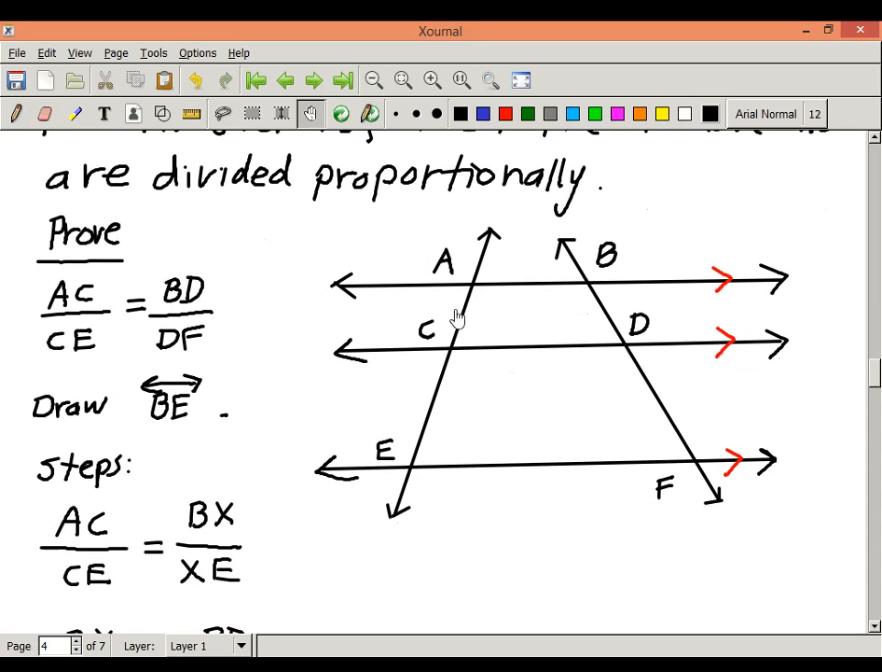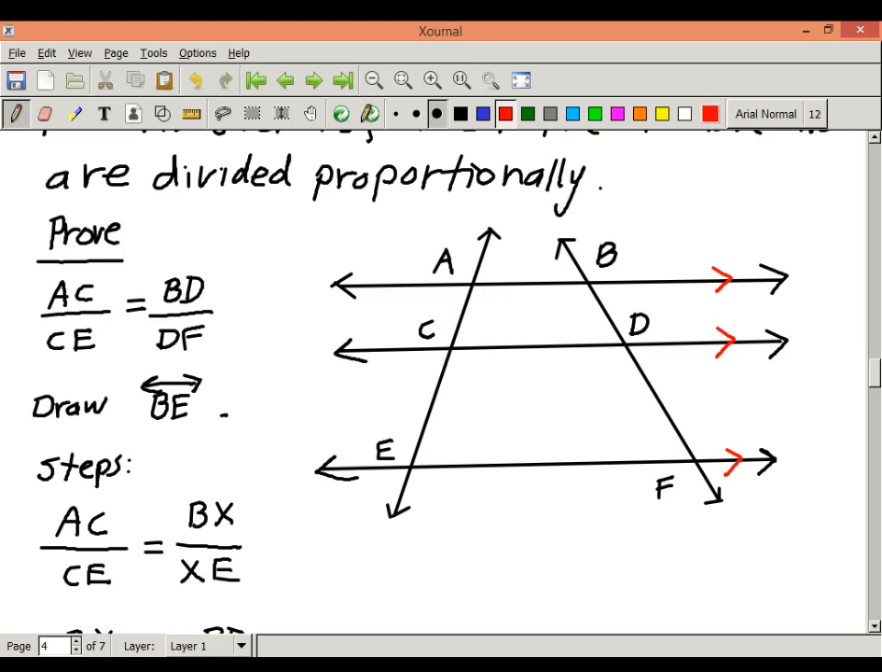So if we look at the diagram, there's your three parallel lines we've seen by the three red arrows. You see the two transversals. We're trying to prove that AC, on this first transversal, this piece AC divided by CE, those two segments, that ratio would be the same ratio as BD divided by DF. Okay, so in other words, these two transversals get divided into the same ratio by those three parallel lines.